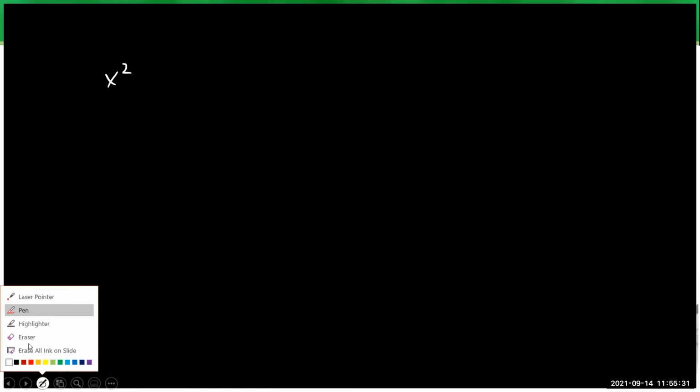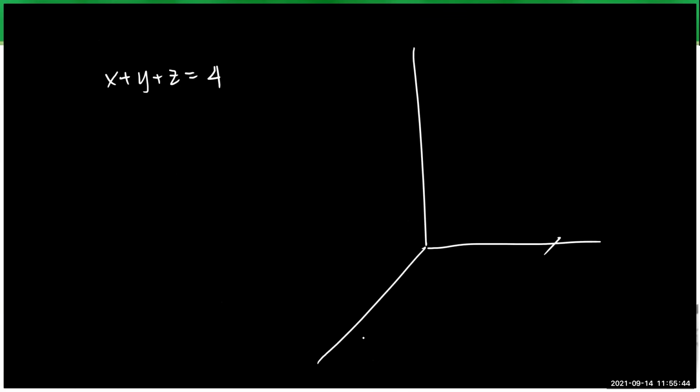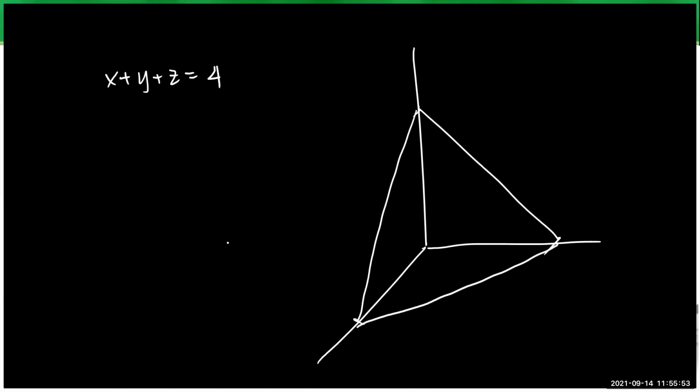Set up natin iba. X plus y plus z equals 4. So some of you might say, dali niyang i-drawing. X plus y plus z equals 4. It's just a pyramid. Diba? So madali. So let's write the traces.